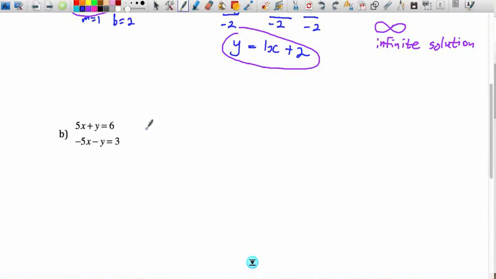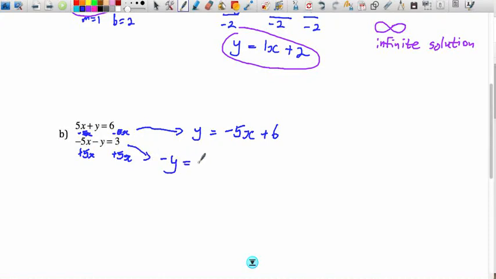First we're going to get this into the y equals mx plus b form. In this first equation I'm going to subtract 5x from both sides and rewrite my equation over here. Y is equal to minus 5x plus 6. In the second equation, I will add 5x to both sides to begin with, and so I'll have minus y is equal to 5x plus 3.